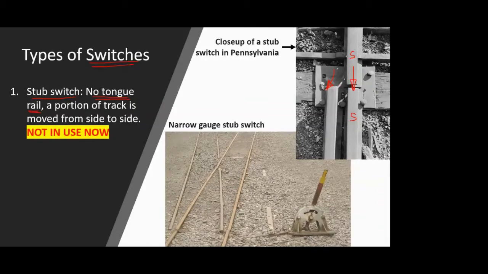So now it has to change its track. What was done is, this whole stock rail, this whole rail, was shifted so that it matched this track, and then your railway moved from the straight portion to the right side curve. This is a close-up view of what actually happens at the toe of the switch in the case of a stub switch. Now, the second picture I have titled narrow gauge stub switch.